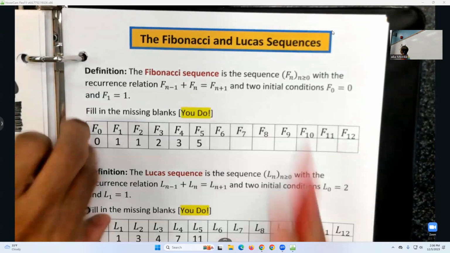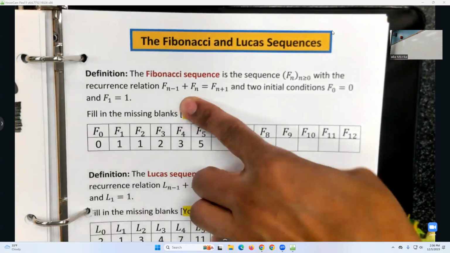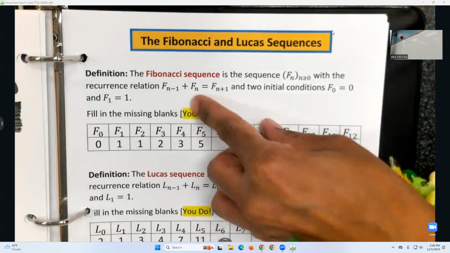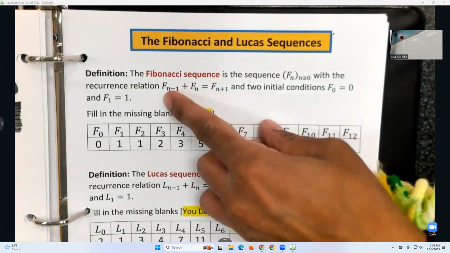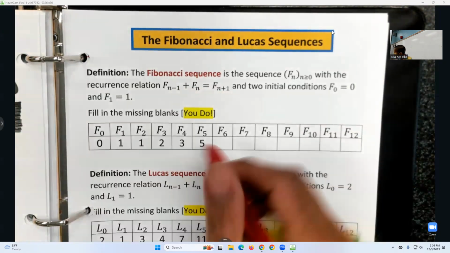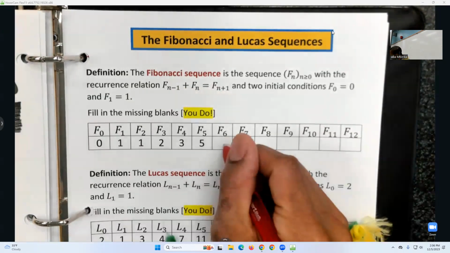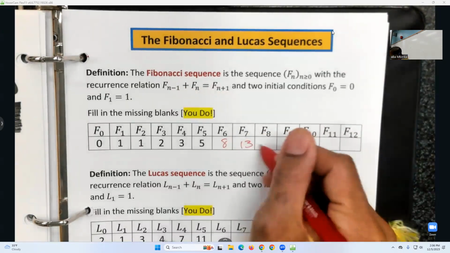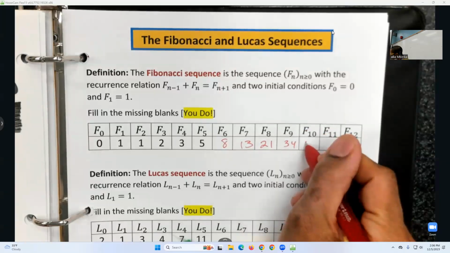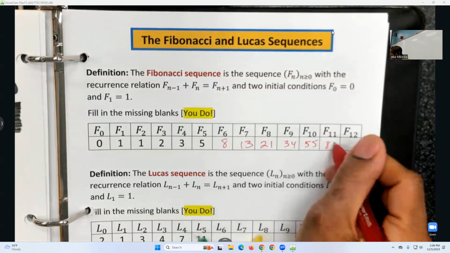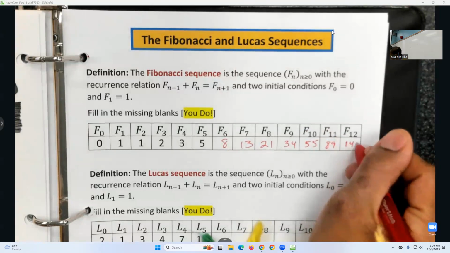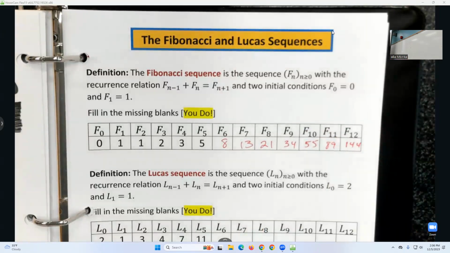So the Fibonacci sequence is a sequence defined by the recurrence relation: the current term, f sub n plus 1, is equal to the previous two terms, f sub n plus f sub n minus 1. So 0 and 1 is 1, 1 plus 1 is 2, 1 plus 2 is 3, 2 plus 3 is 5. So we can get these numbers that we got yesterday. 3 plus 5 is 8, 5 plus 8 is 13, 8 plus 13 is 21, 13 plus 21 is 34, 21 plus 34 is 55, 34 plus 55 is 89, and 55 plus 89 is 144.